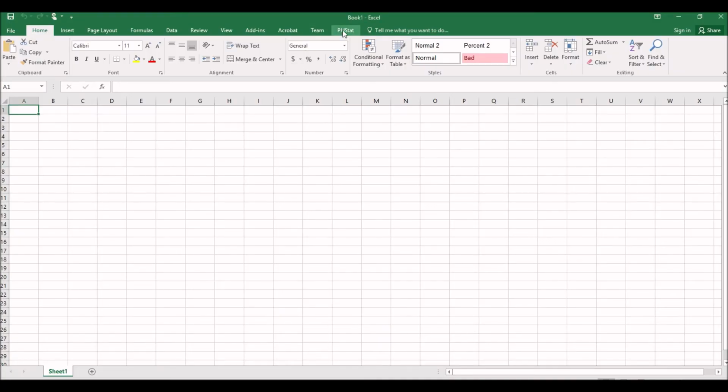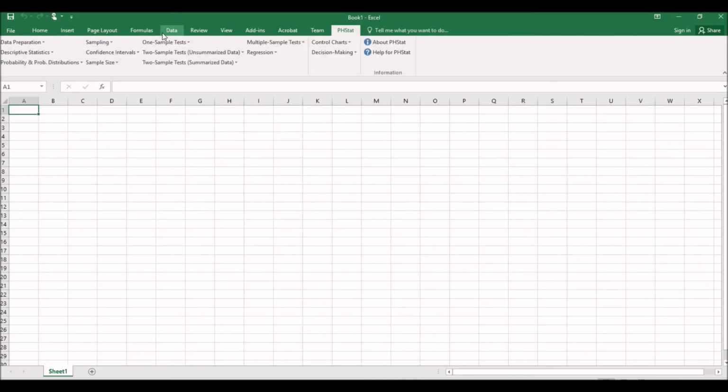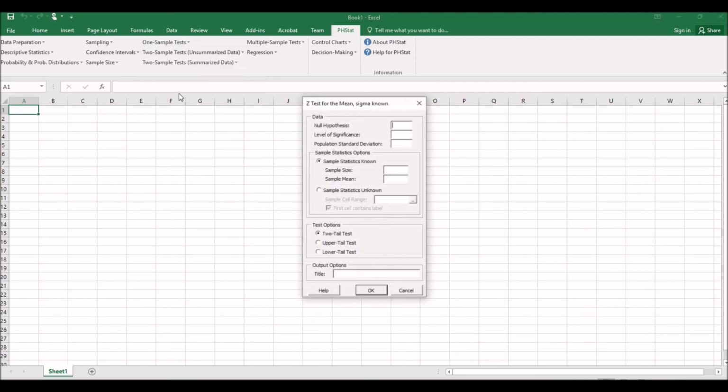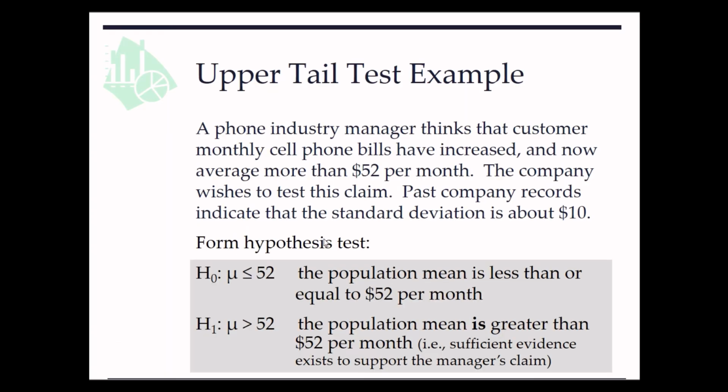So we go to PStat, go to one sample tests, z-test for the mean, sigma known. Null hypothesis is 52. Be careful, this is an upper tail test. More than in H1. So the tail direction is determined by H1.